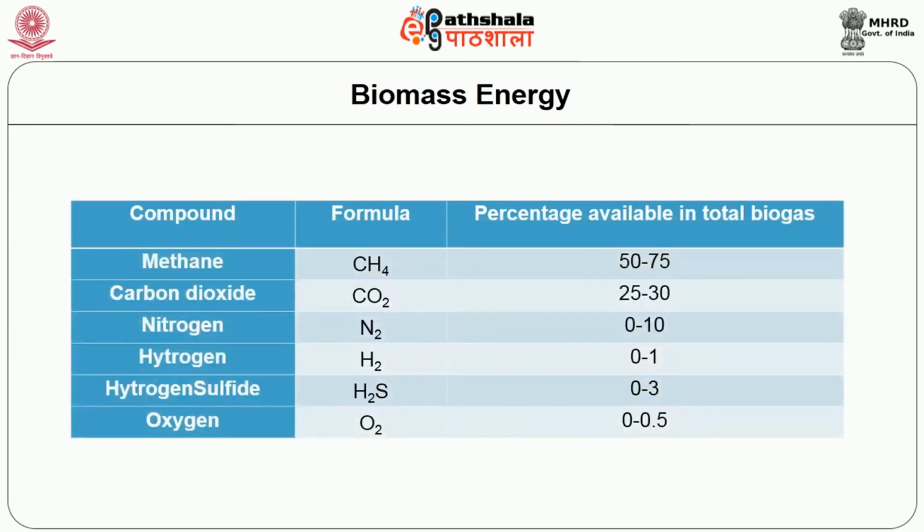Typical composition of biogas is given in the table. Methane: the percentage available in total biogas is 50 to 75%. Carbon dioxide, CO2: 25 to 30%. Nitrogen, N2: 10%. Hydrogen, H2: 0 to 1%. Hydrogen sulfide, H2S: 0 to 3%. Oxygen, O2: 0 to 0.5%.